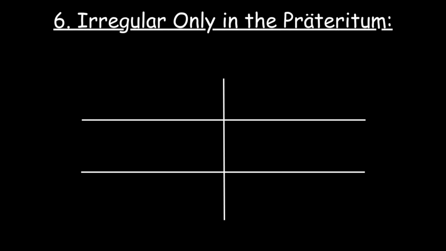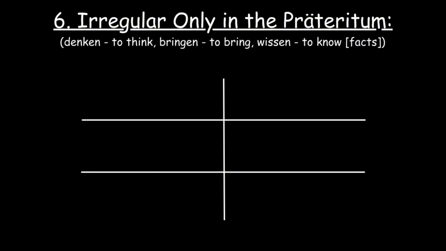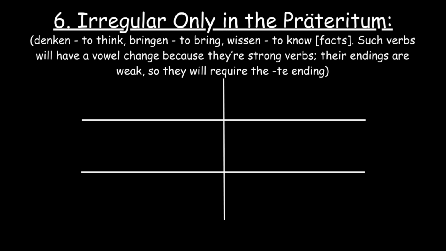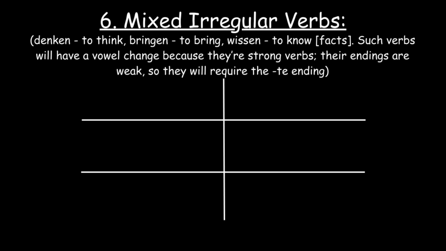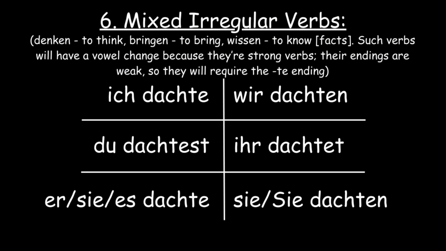Some verbs are irregular only in the Präteritum because they have a vowel change in the stem, like denken, bringen, and wissen. Such verbs will have a vowel change because they're strong verbs, but their endings are weak, and therefore they will require the typical te ending. These verbs are also known as mixed verbs. Denken will look like this. Ich dachte, du dachtest, sie es dachte. Wir dachten, ihr dachtet, sie dachten.